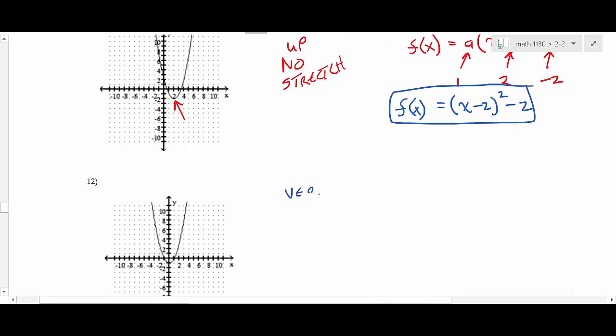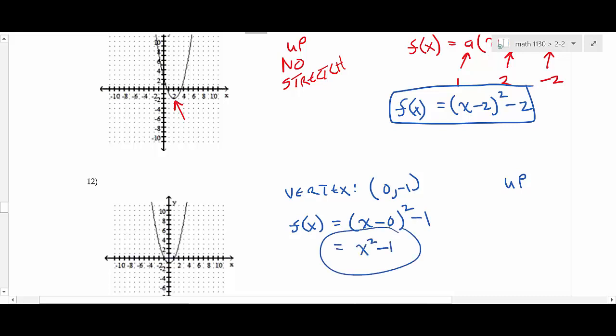This one you've got a vertex. It looks like the vertex is 0, -1. It's opening up. Is there a stretch or shrink? No, remember you're going over 1, up 1. So there's no stretch or shrink on that. That's standard. So your answer on this would be f of x equals x minus 0 squared and then minus 1. You can write it that way, or you might as well write it x squared minus 1 if you want to. That's the idea.